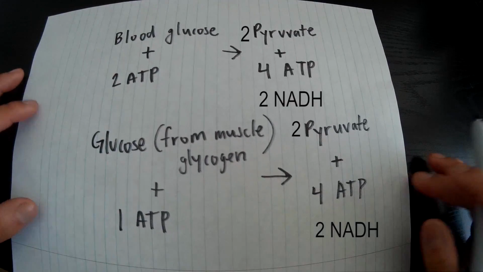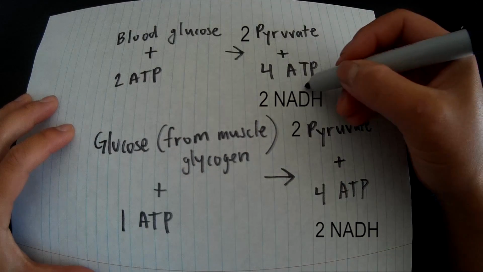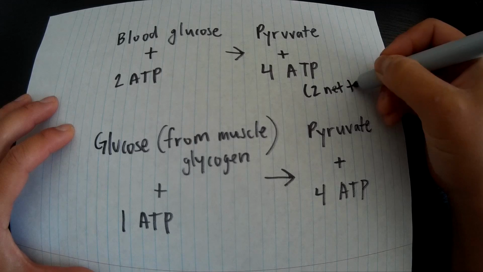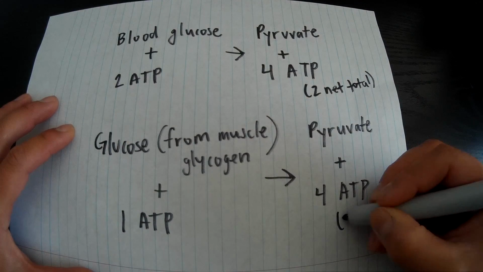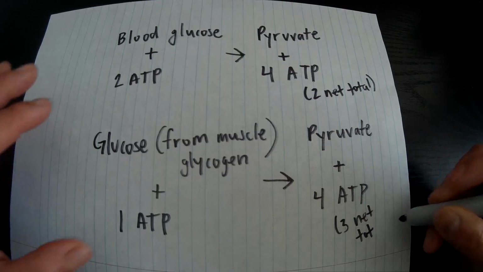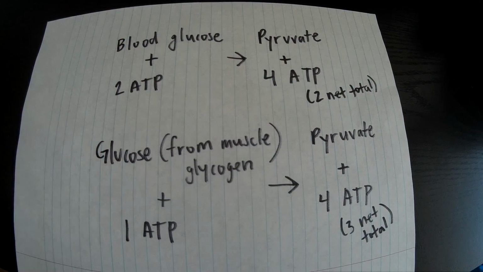So when we're looking at this, we can see that we spent our 2 ATP or $2, and out of it we got $4 or 4 ATP. So we made a profit of 2 ATP or $2. And when we use the glucose from our muscles, it costs us 1, and we end up getting a profit of 3 because we make 4 ATP out of it.